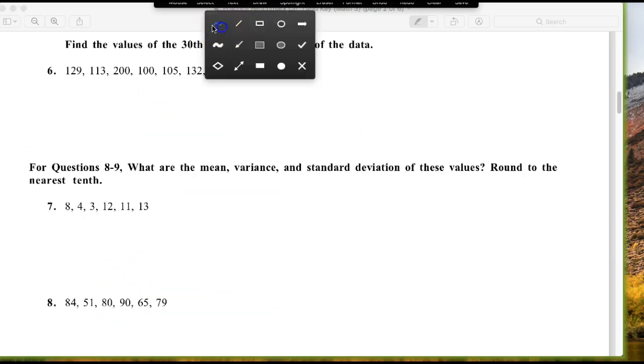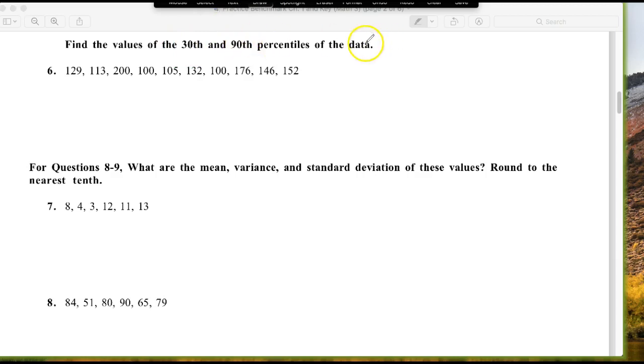Okay, in order to find the values at the 30th and 90th percentiles, you want to order your values once again. So let's order these real quick.